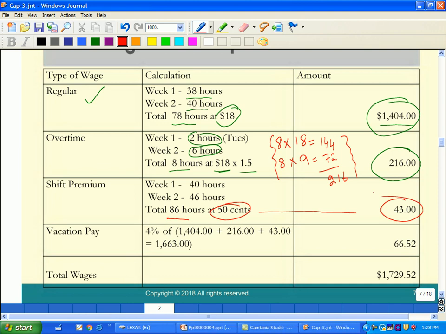In terms of vacation pay, we have the first source, if you see from here, this is our first source. Second source we have 216 which is an overtime, and then there is a shift premium. If we add all of them, then we will apply the 4% of that. So, total of all is equal to 1663, and if you apply 4% of that, that is the amount. So, the total wages that we will calculate for her would be 1729.52. So, this is one of the examples just to explain it more.